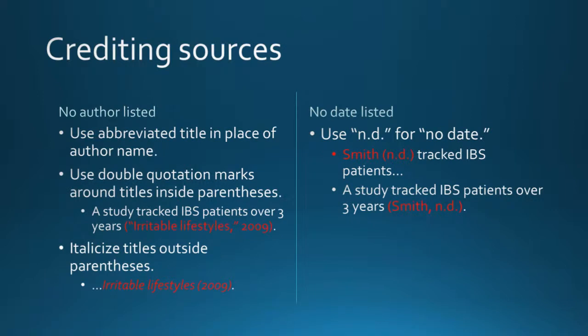If no author or editor information is available, use an abbreviated title in place of the author's name. Include double quotation marks around the abbreviated title inside the parenthetical in-text citation. If you mention the title in your statement, italicize it. Pay attention to your punctuation, and again, place the period ending the sentence after the citation. If no date is known for the resource, use the abbreviation ND.